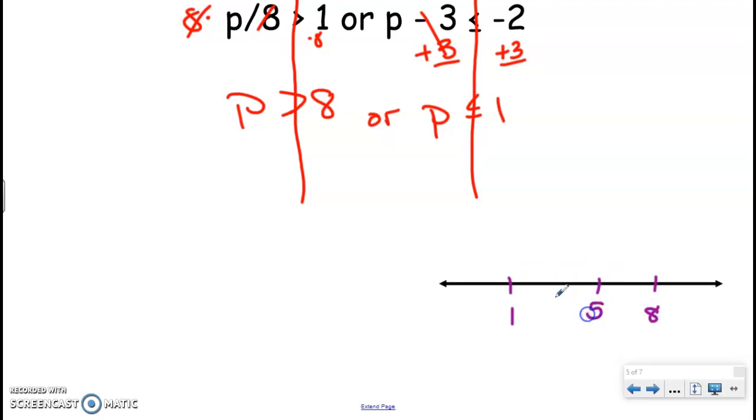5 is in here somewhere. And leave 1 more. I got 0 and 10. I have an open dot at 8. And that's showing me I'm shading to the right. And I have a closed dot at 1, and that one's showing me I'm shading to my left.